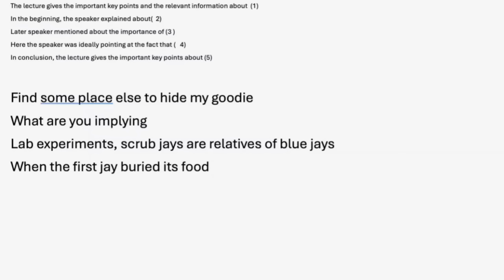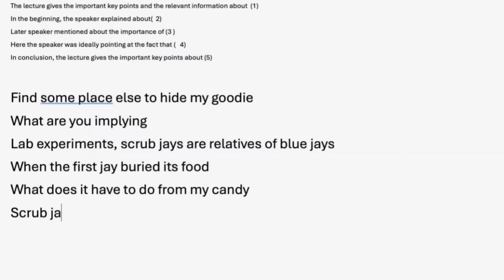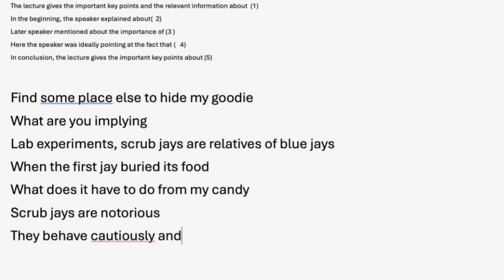So what does that have to do with my candy? Well, it shows that some birds are capable of more complicated behavior than we previously thought. Scrub jays are notorious for stealing food from each other, so the fact that they behave more cautiously when other scrub jays are present might mean that they're able to speculate about the future behavior of their observers. Birds from species not known for thievery don't show the same reburying behavior.